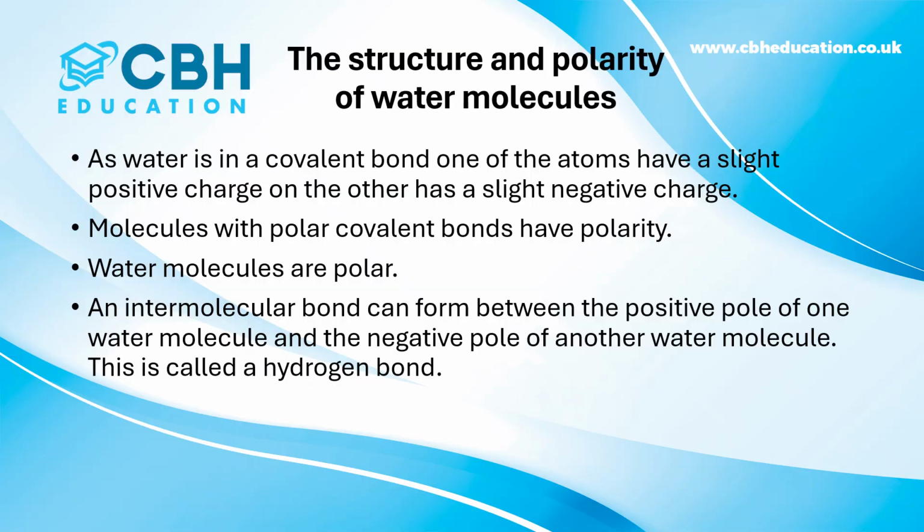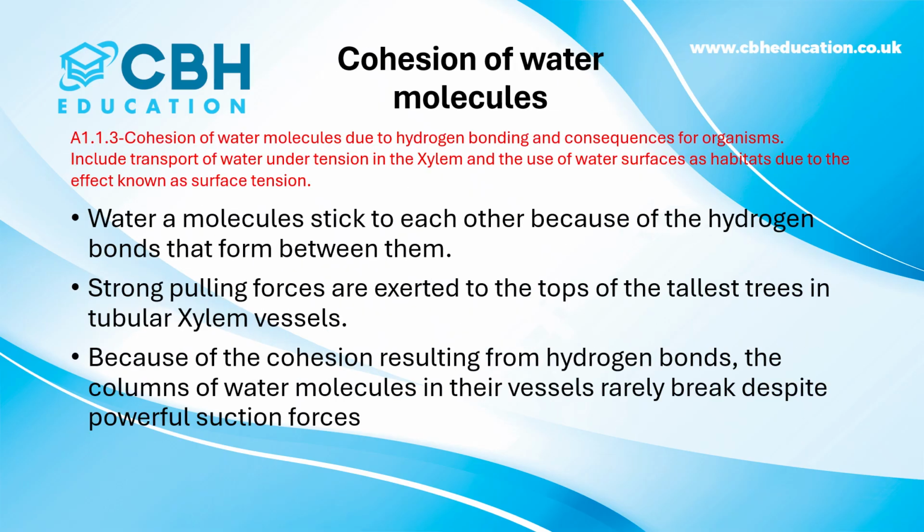So, as water has a polar covalent bond, one of the atoms has a slight positive charge and the other has a slight negative charge. Molecules with polar covalent bonds have polarity. Water molecules are polar. An intermolecular bond can form between the positive pole of one water molecule and the negative pole of another water molecule. This is called a hydrogen bond. So water molecules stick to each other because of the hydrogen bonds that form between them.